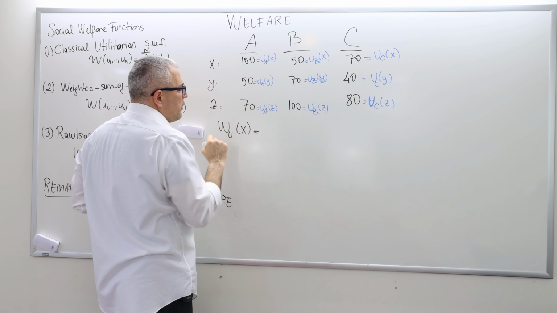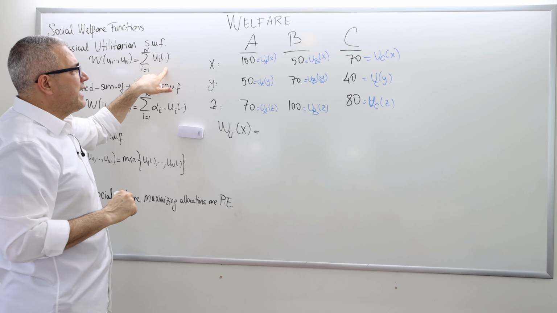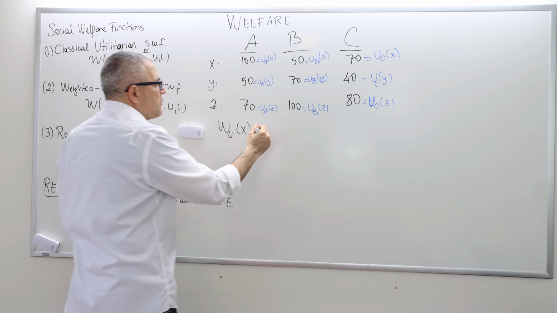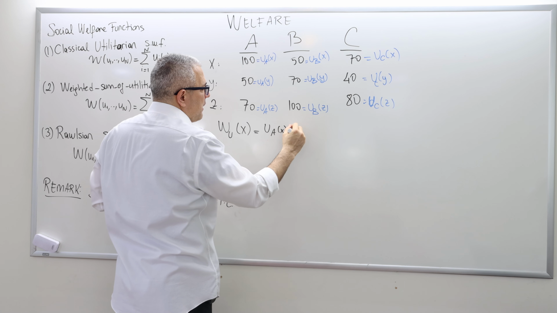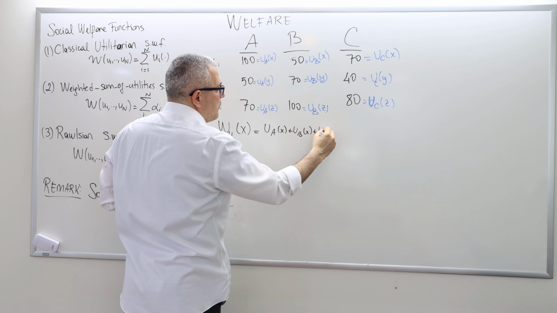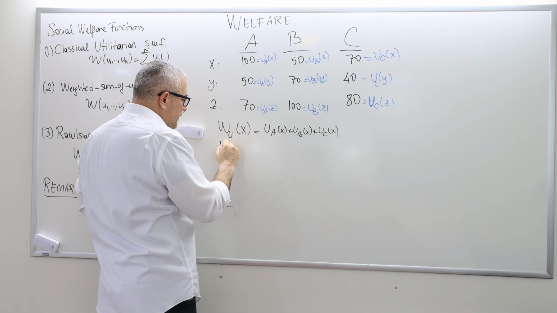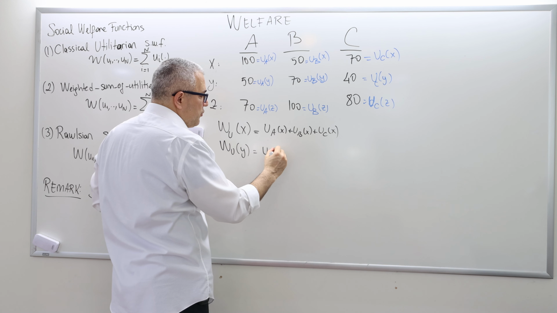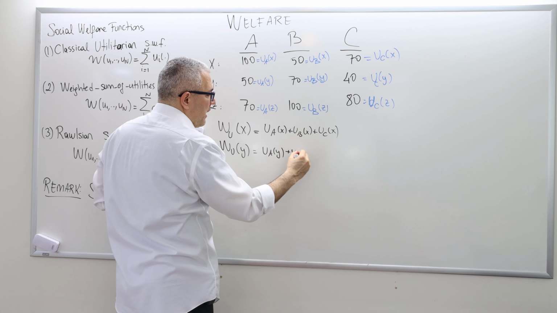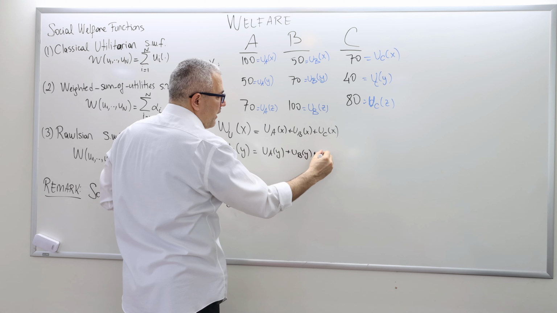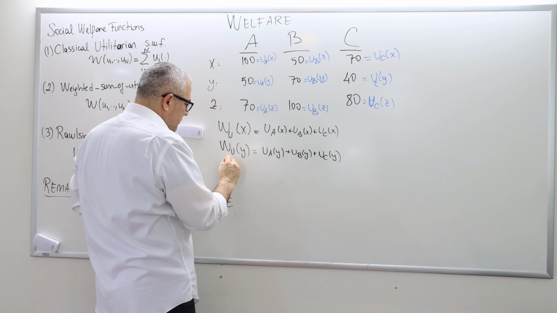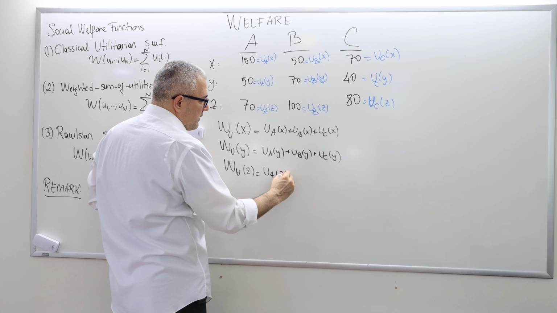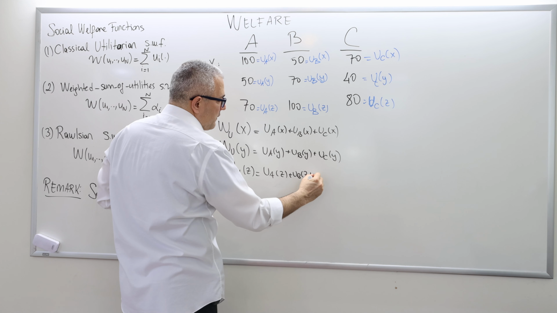What is the social utility for alternative X? Well, you're just going to add the utilities of all the agents for that particular alternative. So basically it means UAX plus UBX plus UCX. All right? Well, what is the social utility of alternative Y? Again, you're going to add up the agents' utilities for that particular alternative, Y: UAY plus UBY plus UCY. And similarly, the social utility for alternative Z is UAZ plus UBZ plus UCZ.